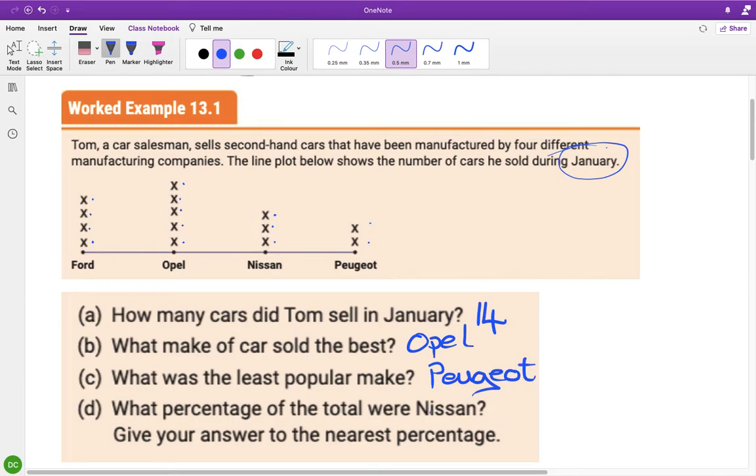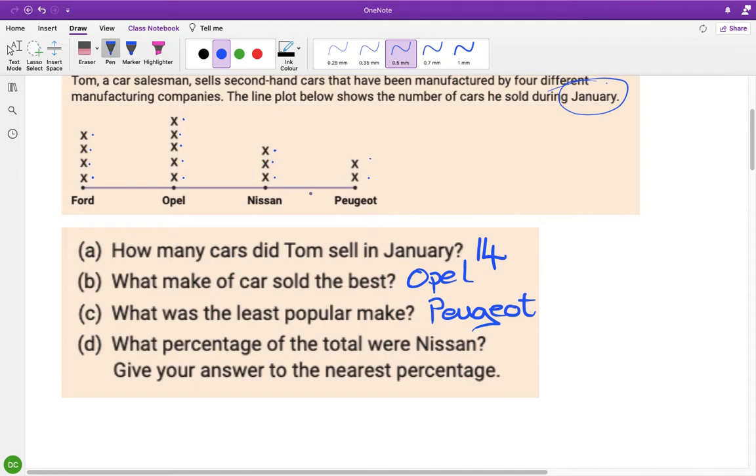And what percentage of the total were Nissan? Okay, so there was 3 Nissan sold. You make a fraction. So out of how many were sold in total, there was 14. Okay, so what percentage of the total were Nissan? When you're asked what percentage, you always start by making a fraction.